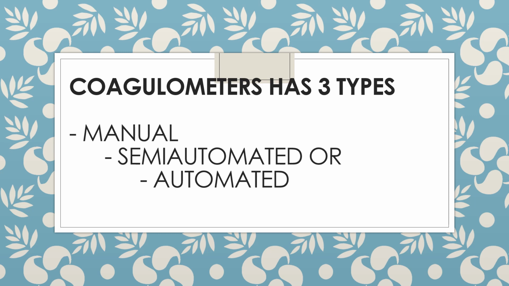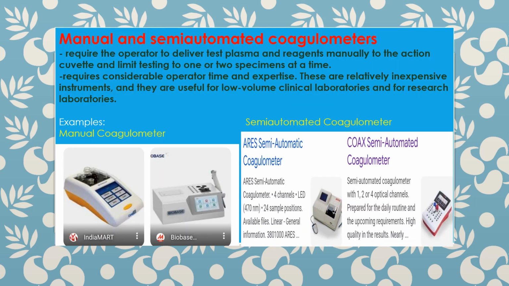Coagulometers have three types: the manual, semi-automated, or automated. Manual and semi-automated coagulometers require the operator to deliver test plasma and reagents manually to the action cuvettes and limit testing to one or two specimens at a time. They require considerable operator time and expertise. These are relatively inexpensive instruments, and they are useful for low-volume clinical laboratories and for research laboratories.